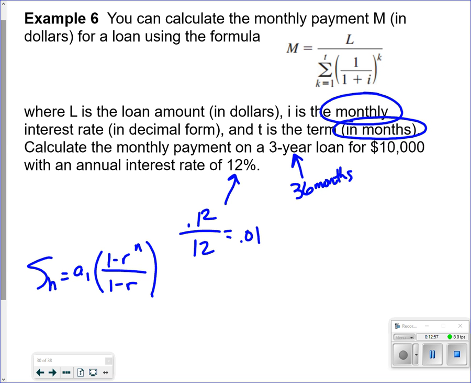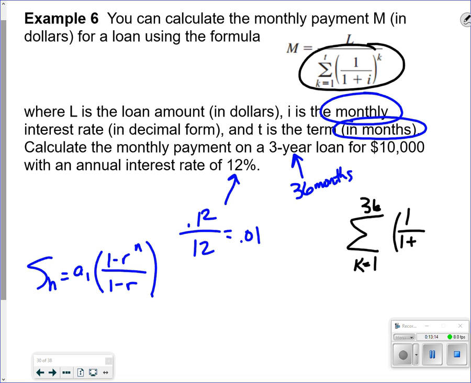What is a sub 1 in this particular situation? So what happens if I plug 1 in? So this is the k equaling 1. This is the 36. 1 over 1 plus I. We found I to be 0.01 raised to the k. So when I plug in k, I plug in 1. A sub 1 in this case is 1 over 1.01. And I'm just going to leave it as a fraction, but that is your a sub 1.